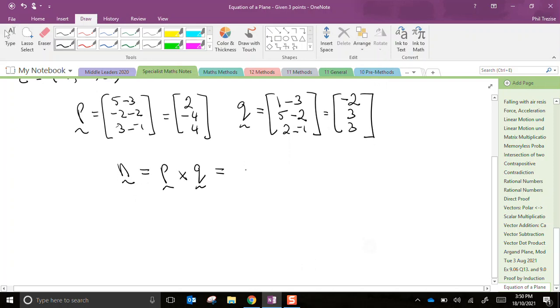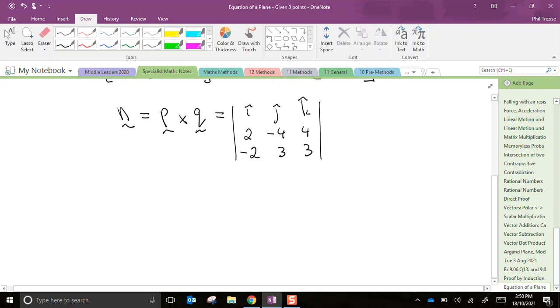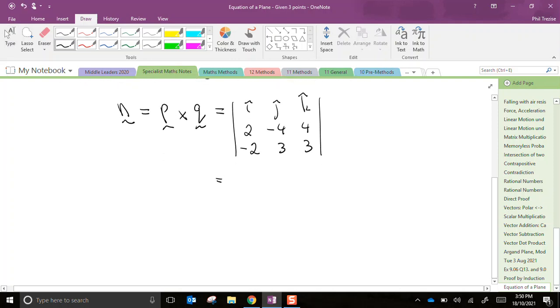And remembering that the quickest way to do this is by using the determinant of a 3x3 matrix. The first row is the basis vectors i, j, k. The second row will be the values for vector P here, so 2, negative 4, 4. And the third row is the values for Q, negative 2, 3, 3. And we want the determinant of this matrix.